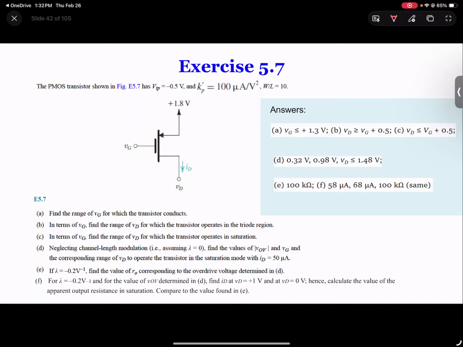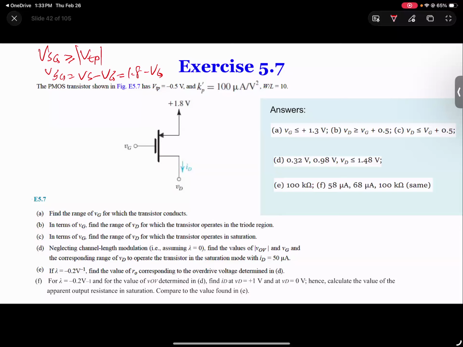Conducts means it's not off, which means it could be either in triode or in saturation. So in this case, what would you do? Based on the previous example, you know that we need to find that VSG has to be larger than VTP. And VSG is equal to VS minus VG, which is equal to 1.8 minus VG. So from here, you can find the range of VG.